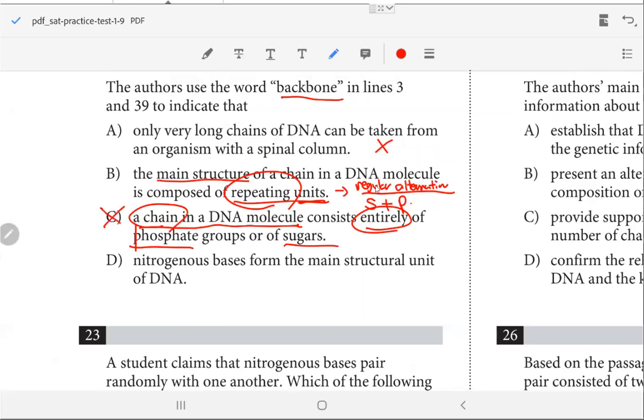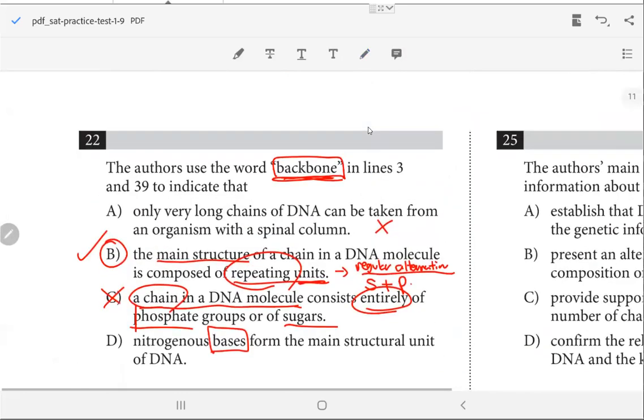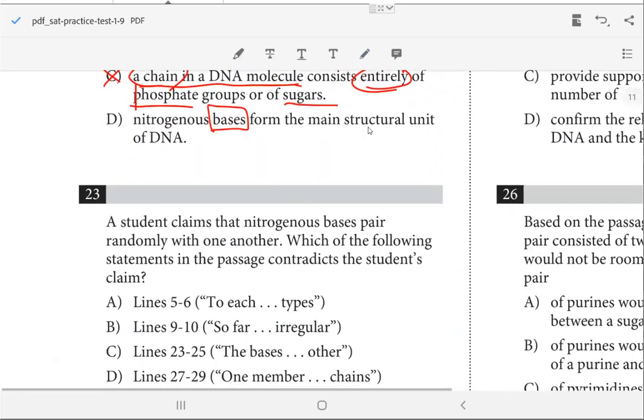So it looks like B is the right answer, but let's check D. Nitrogenous bases from the main, so base has nothing to do with the backbone. It's already off topic. 그죠? Base, backbone is all about sugar and phosphate groups in regular alteration. 그래서 repeating units 이렇게 대명사로 pronoun으로 repeating units가 regular alteration을 paraphrase 했다는 거를 캐치를 하셨어야 돼요. 그래서 21번 B, C가 아니고요. 22번. I'm sorry. Number 23.